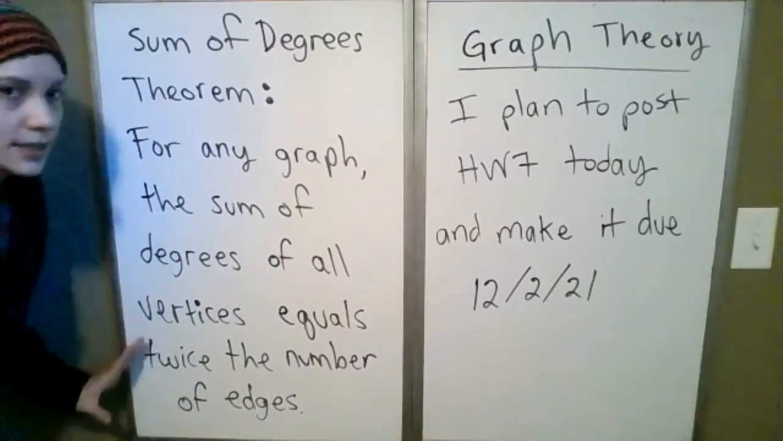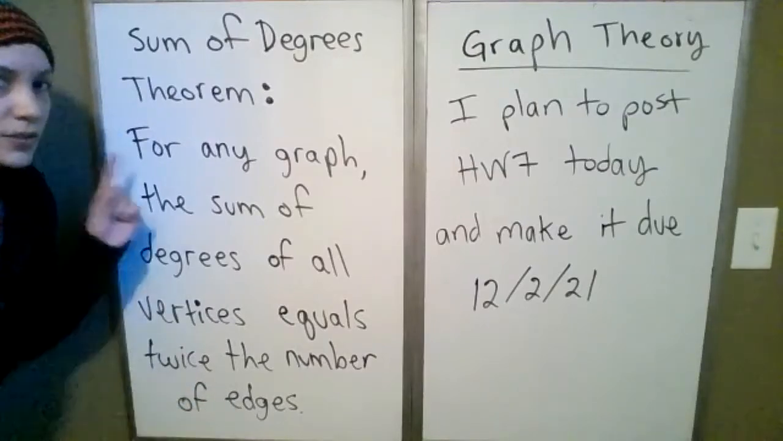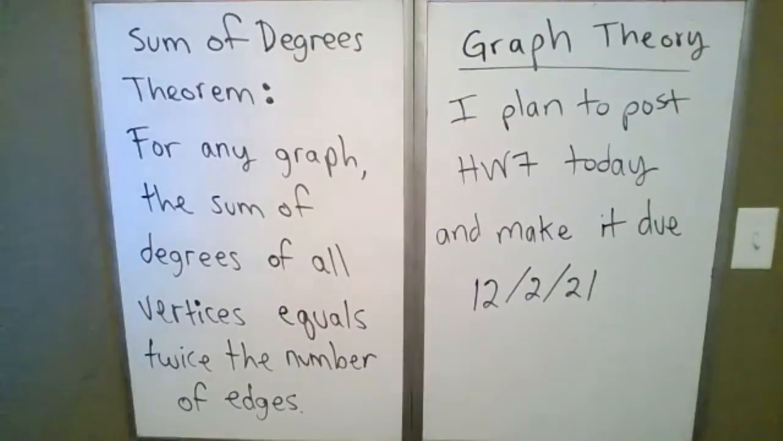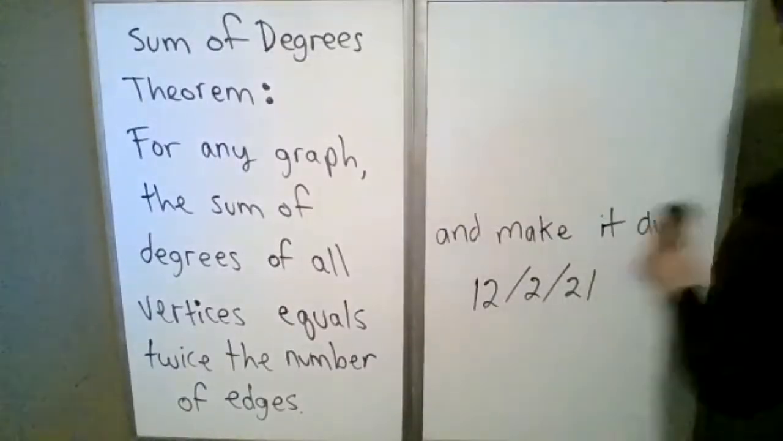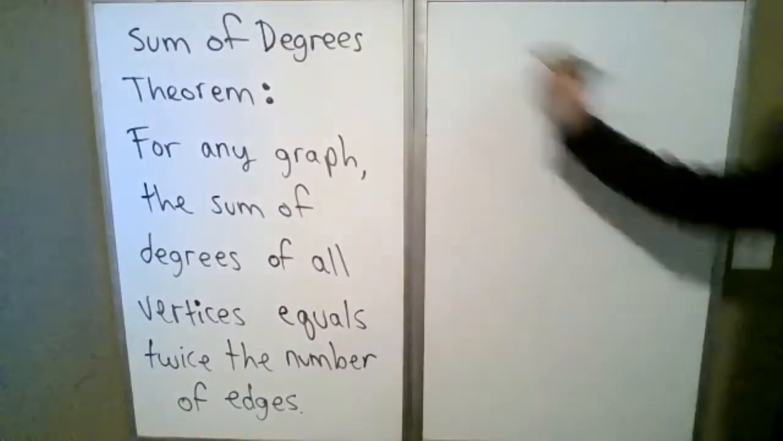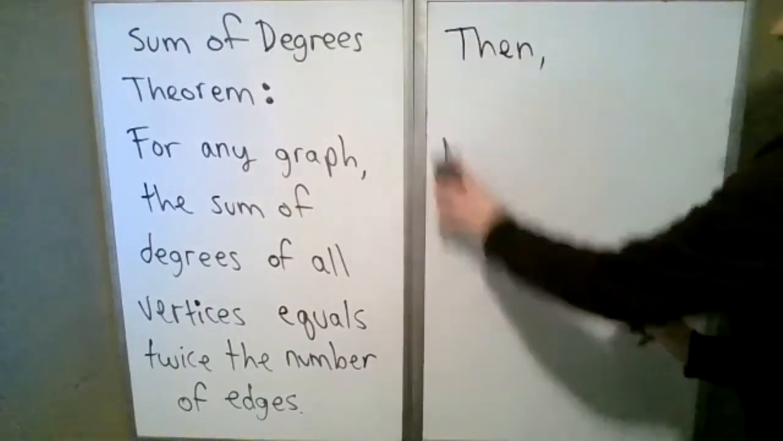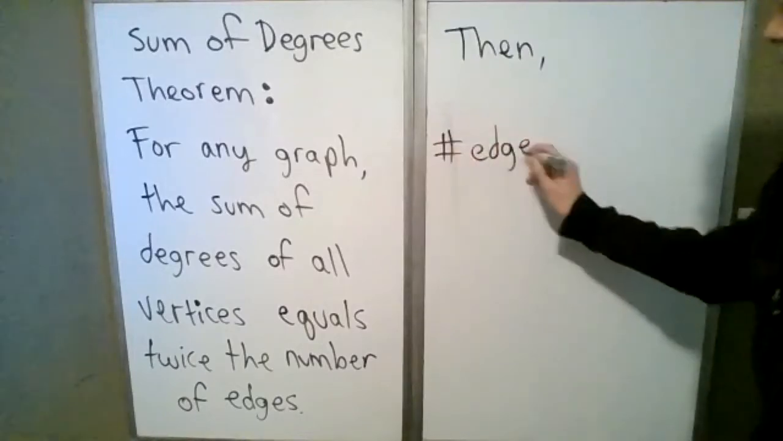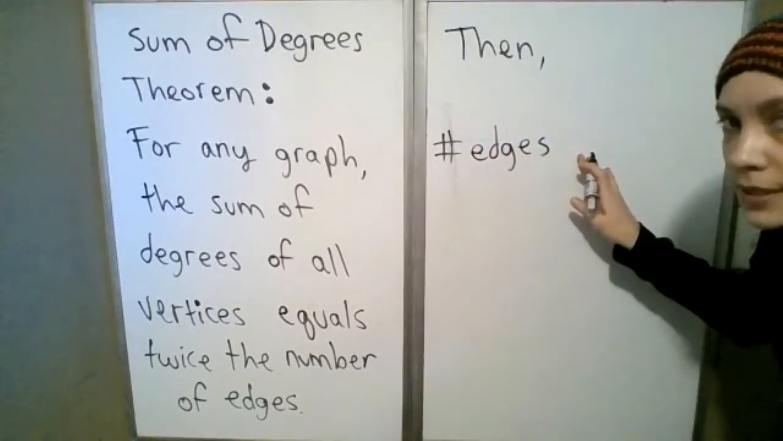Okay, another way to say this, or the shorthand way that I use, is if you want the number of edges, you find the sum of degrees and divide by 2. Number of edges would be equal to the sum of the degrees divided by 2.